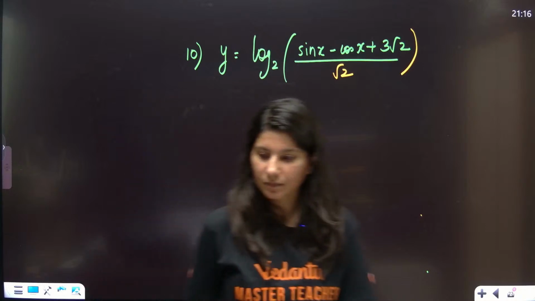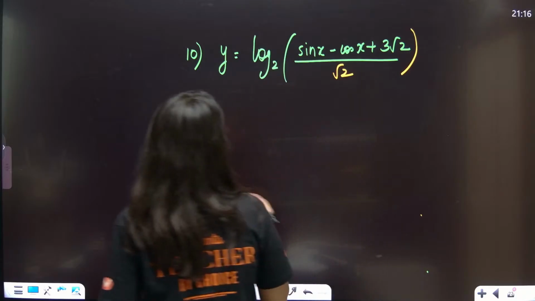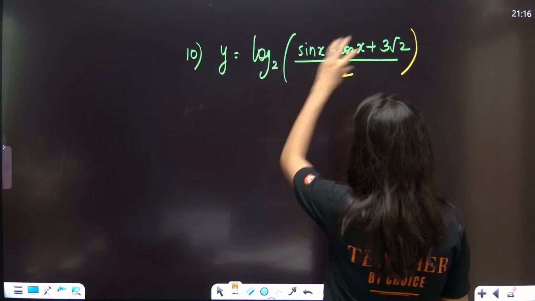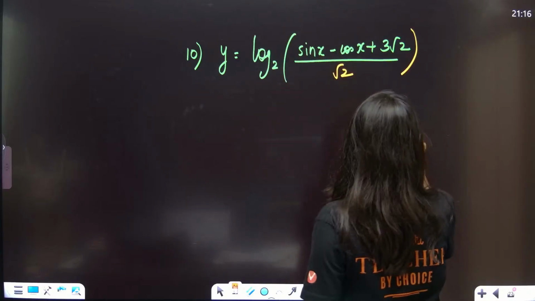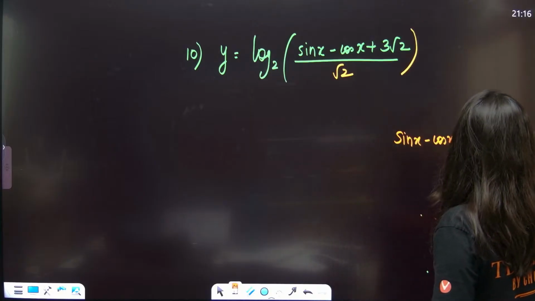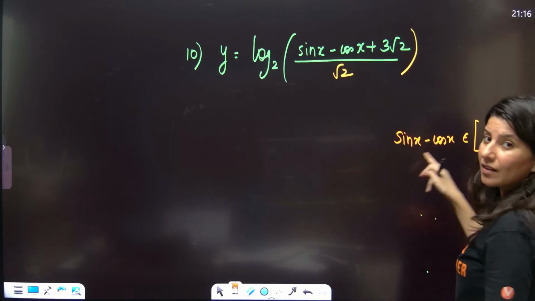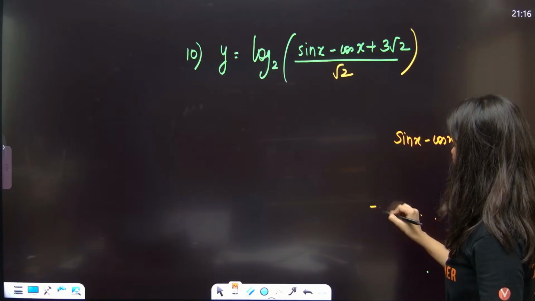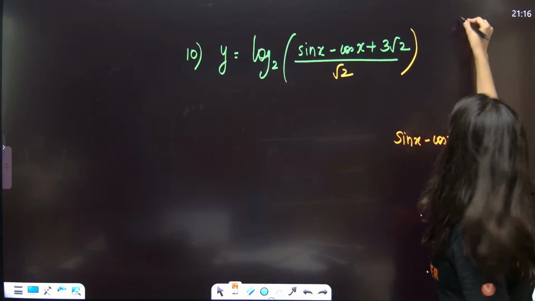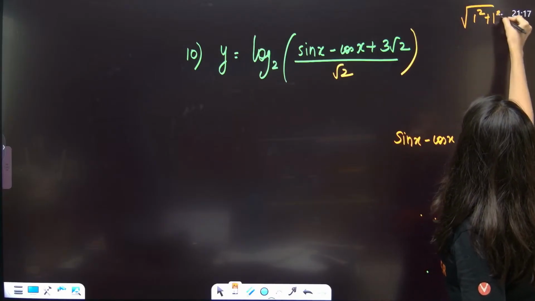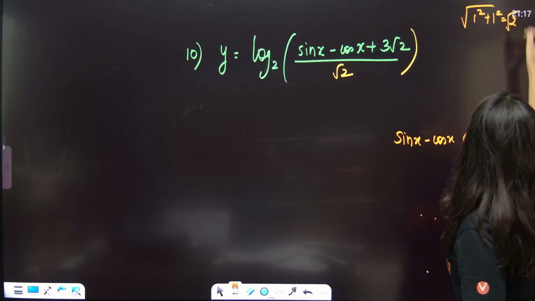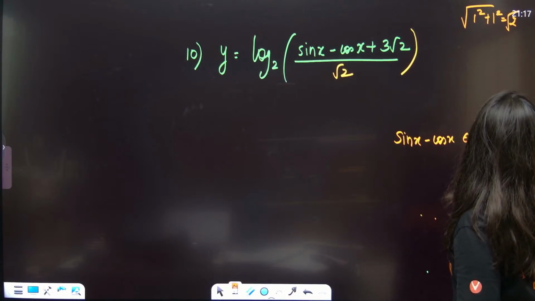Okay. Shall we start? y is equals to log of sin x. First of all, let's understand what is inside this. So sin x minus cos x range belongs to minus of square root, see, coefficient is 1 and 1. So square root of 1 square plus 1 square is what? Root 2. So minus root 2 and plus root 2.